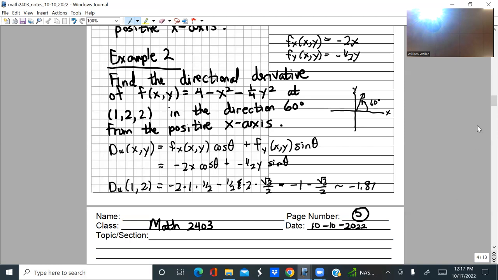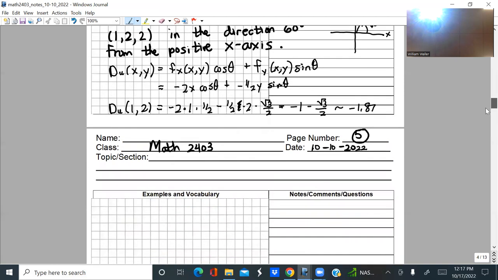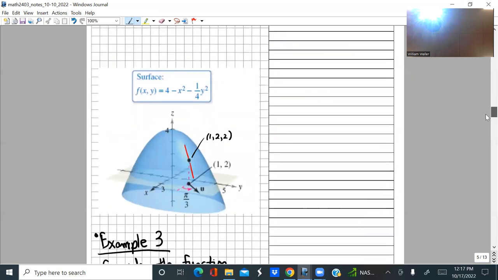Okay, now I do have a picture here. Let's look at the picture and see if we got it correct, and see if we can put all the pieces together. So there's the surface, 4 minus x squared minus 1/4 y squared. That's a quadratic surface we've got there. Remind yourself what the name of that type of quadratic surface is. Here's the point 1, 2, 2 on the surface.